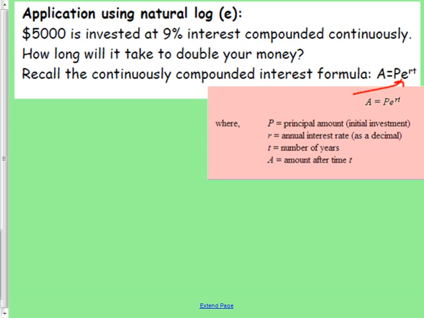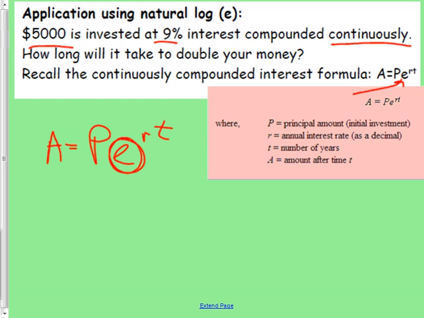So, here's the problem. $5,000 is invested at 9% interest, compounded continuously. How long will it take to double your money? Recall the continuously compounded interest formula: A equals P e to the rt. e is just a number, 2.718, so don't think of that as a variable. It's not. P is a variable though. It's the principal, the amount that you put in.